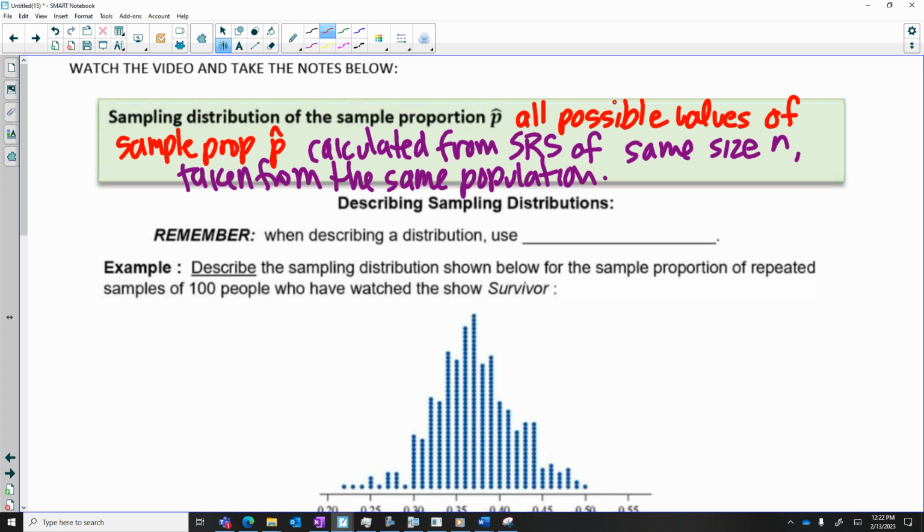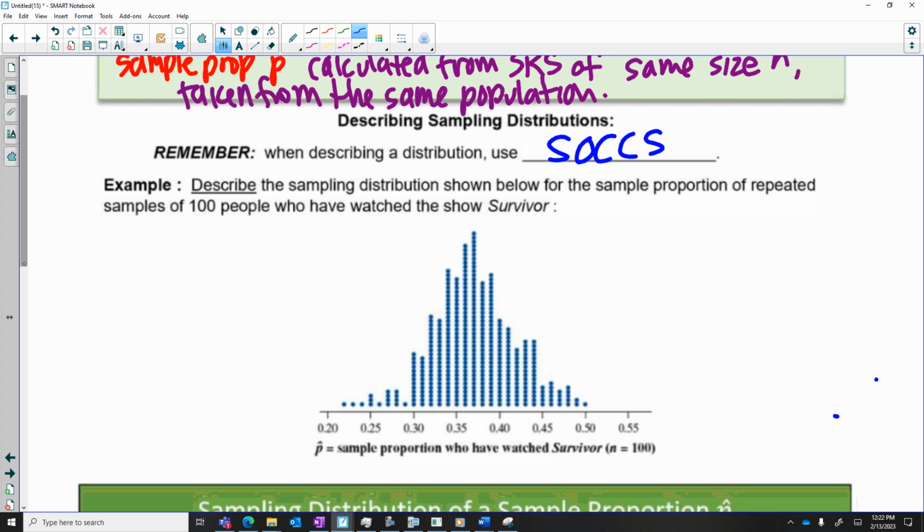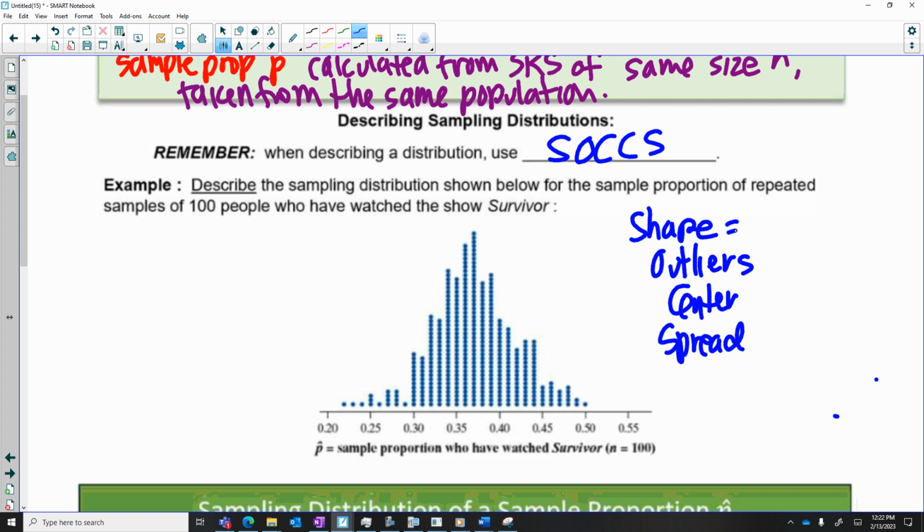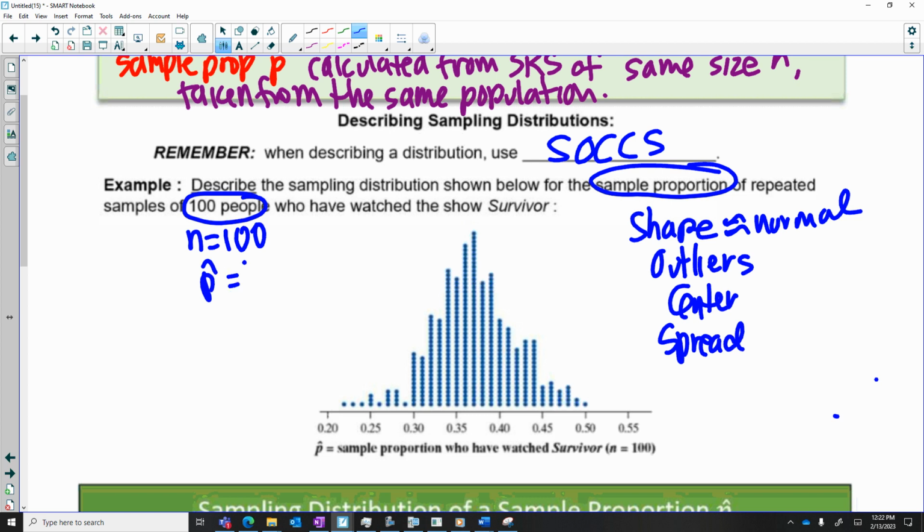Now in the past, when we were describing a distribution, we would have to use SOCS, which we mentioned the other day is shape, outliers, center, and spread. If we were given a picture like this in the past, we would just look at it and describe what we see. So it would say the shape is approximately normal for all the p hats here. This was asking about the proportion of people out of 100 people who have watched Survivor, and they graphed all of them here.